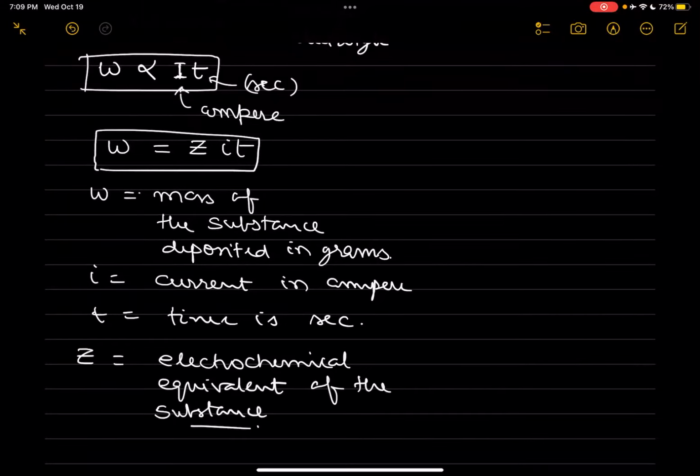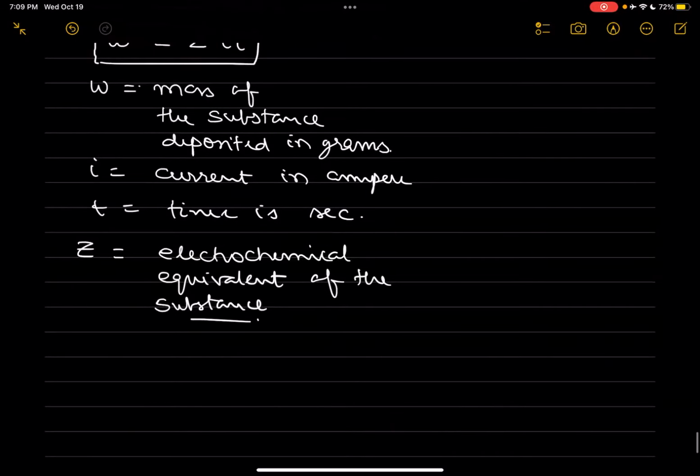Okay, it is the electrochemical equivalent of the substance which you are depositing, and Z is equal to, you can also calculate it, equivalent weight by Faraday's constant.